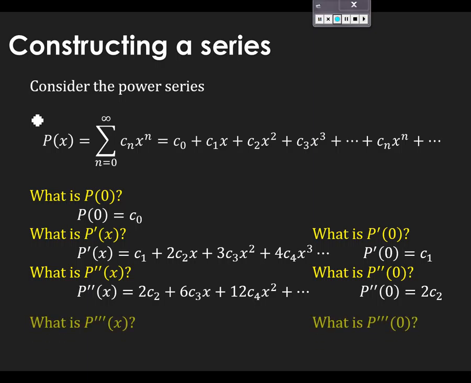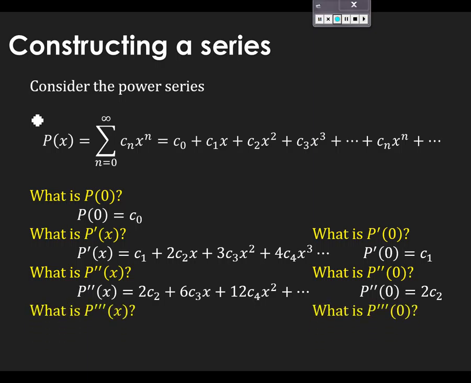Okay. Can we ask about the third derivative, just for fun? What would the third derivative be? 6C3 plus some stuff. Therefore, P triple prime of 0 is 6C3. And the reason we want to just highlight this is that, remember, maybe our goal, for some arbitrary function that isn't geometric, we'd maybe like to come up with a power series representation.